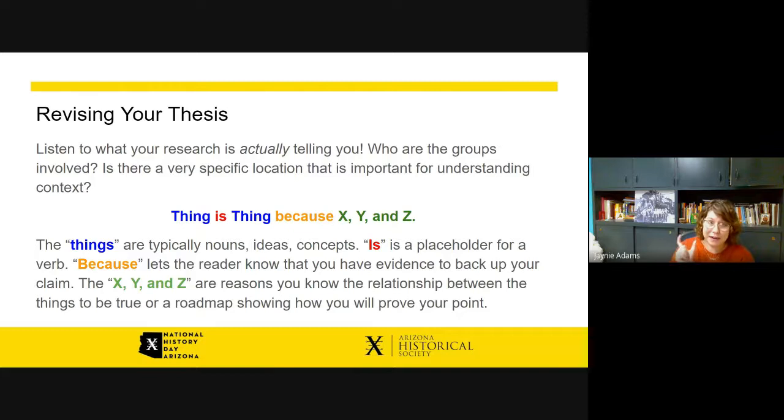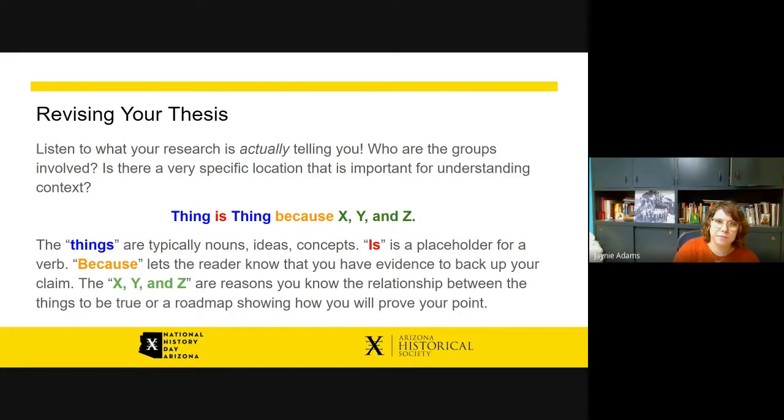Because, that word because, lets the reader know that you have evidence to back up that claim. If you recall, when we talked about thesis statements, thing is just a declarative statement. It's not an argument. It's just a declaration. So that because is what makes it an argument. And it doesn't always have to be the word because. It can be due to, it can be for the fact that, however you want to play with it, but because is a really good placeholder. And then X, Y, and Z are the reasons that you know the relationship between the two things to be true, or a roadmap showing how you will prove your point.